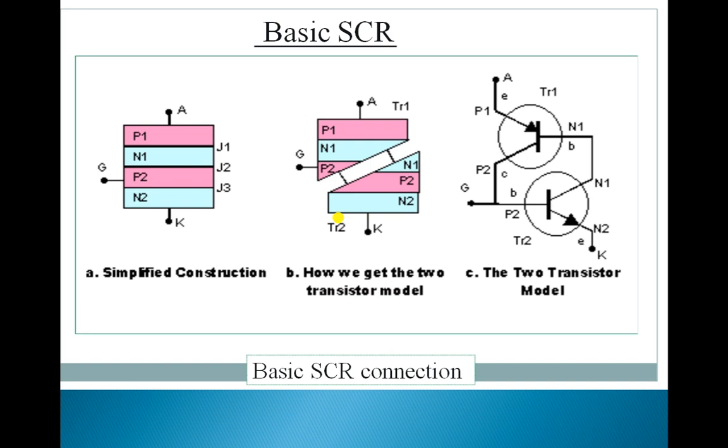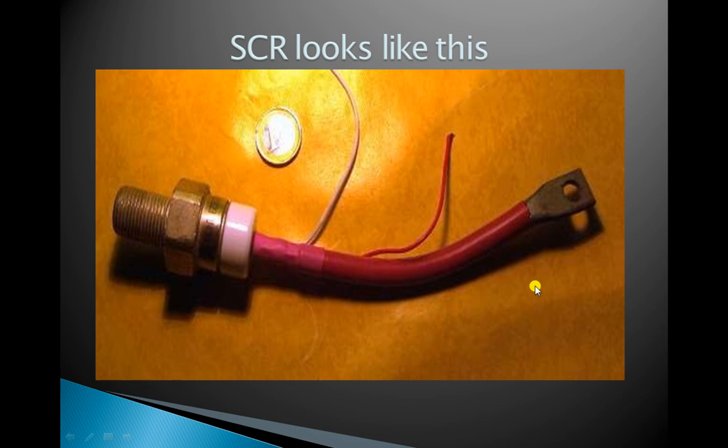Here you can see the basic structure. 4 layers are there: P1, N1, P2, N2, anode and cathode, and gate terminal. The gate terminal is generally connected to the p-type semiconductor. 3 junctions are there: J1, J2 and J3. You can also see these diagrams. In this diagram it is clearly shown that it can be analogous to 2 transistors connected back to back. This is how the SCR looks, and this is the basic structure.